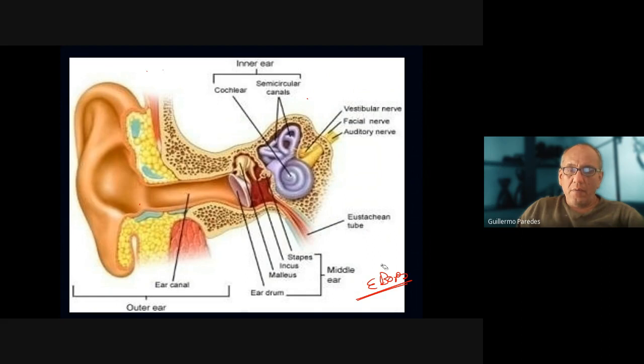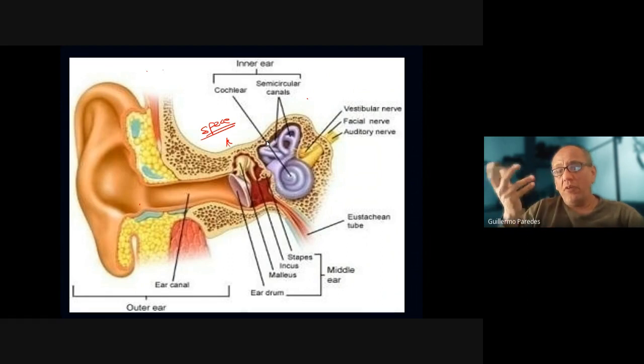Now, next thing. This middle ear, as I mentioned here, all this middle ear is a cavity. What is around the ossicles? All this area that you see here in dark is literally a space. There is an empty space. This empty space is where the vibration is going to occur with the ossicles.